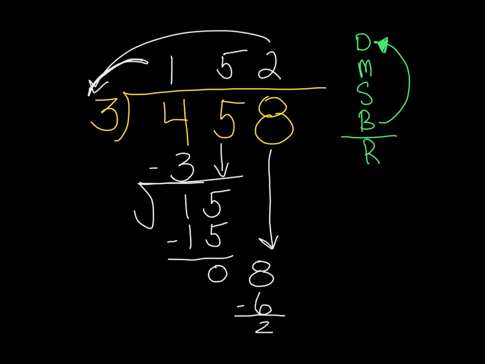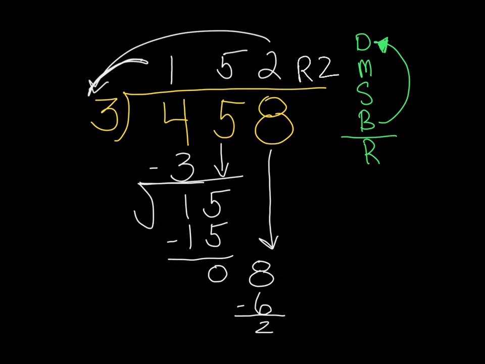And since there is no other number to bring down, we automatically have a rover in this family, a remainder. So it becomes remainder 2. 152, remainder 2. So our quotient, our Quizzy the quotient, is 152, remainder 2.